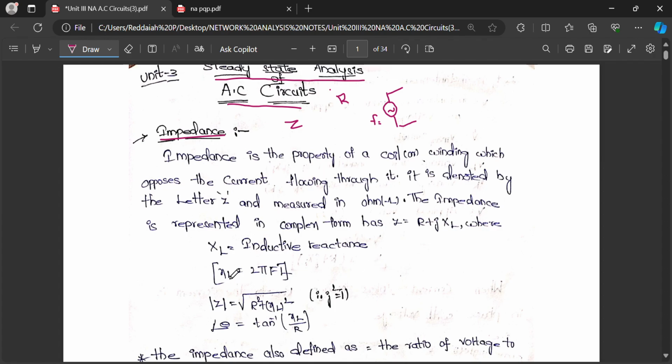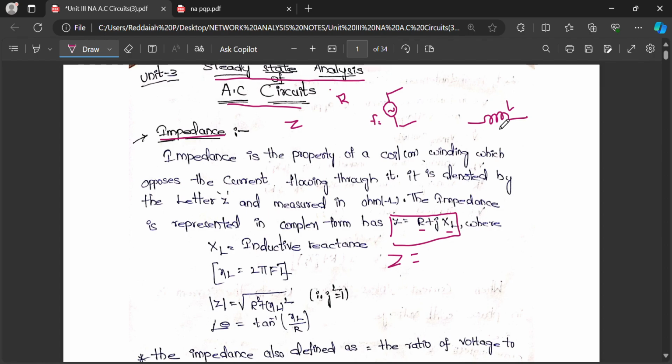The impedance is given by Z equal to R plus jXL. Z equal to R plus jXL, that we have to remember. Here XL is known as inductive reactance, and R is known as resistance. Suppose a coil has inductance L, then we have to calculate XL. XL equal to 2 pi FL.